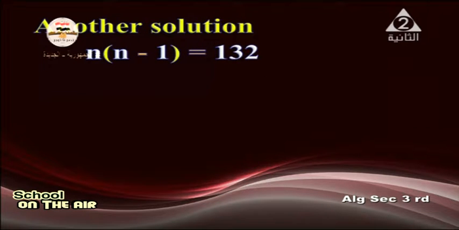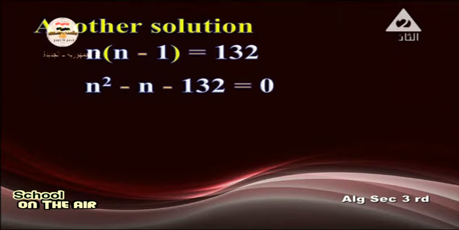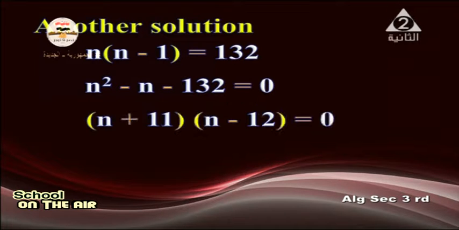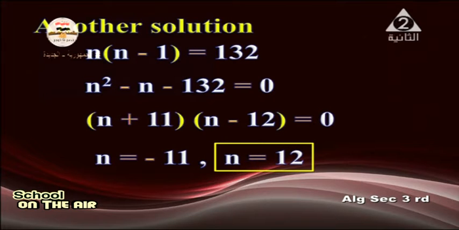As a solution, n multiplied by n minus 1 equals 132. By using factorization, n squared minus n minus 132 equals 0. Factorize: n plus 11 multiplied by n minus 12 equals 0. Therefore, n equals negative 11 and n equals 12.